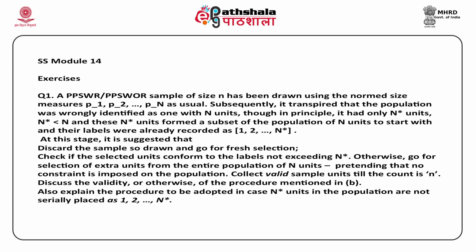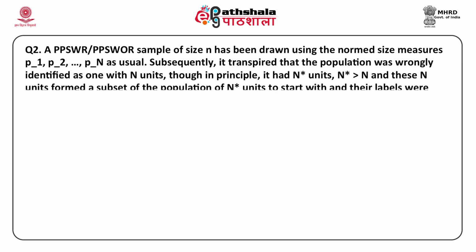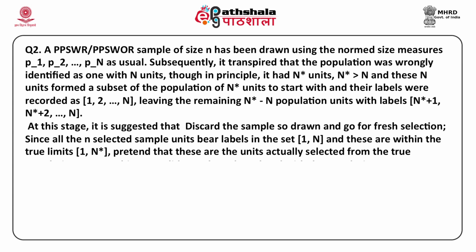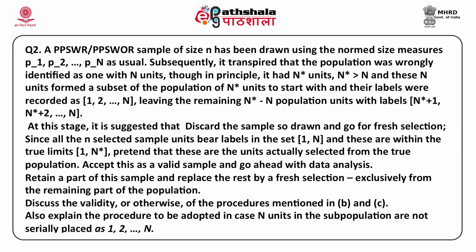Can you read the question number 2 now? A PPSWR or PPSWOR sample of size n has been drawn using the normed size measures P1, P2, and so on to P capital N as usual. Subsequently, it transpired that the population was wrongly identified as one with N units, though in principle it had N star units with N star more than N. And these N units formed a subset of the population of N star units to start with, and their labels were recorded as 1 through N, leaving the remaining N star minus N population units with labels N plus 1 and so on to N star.